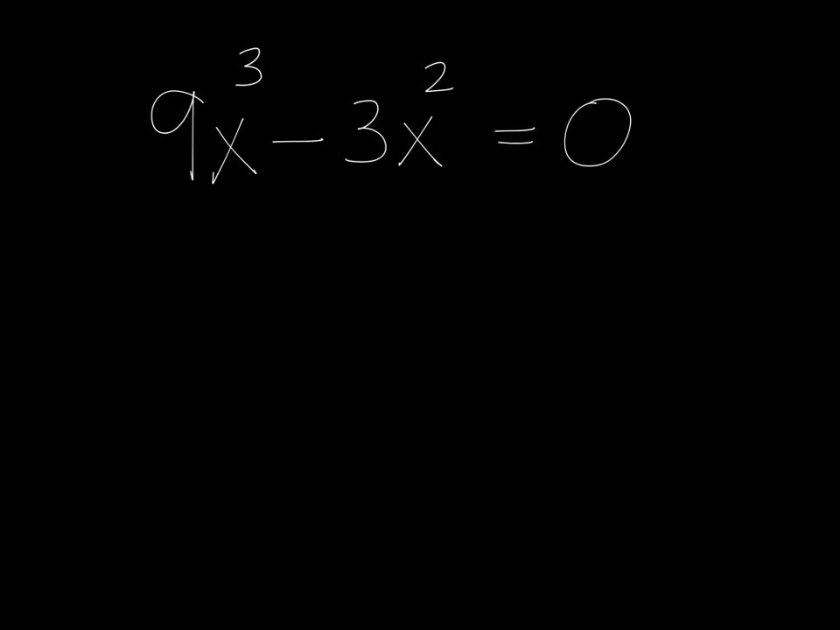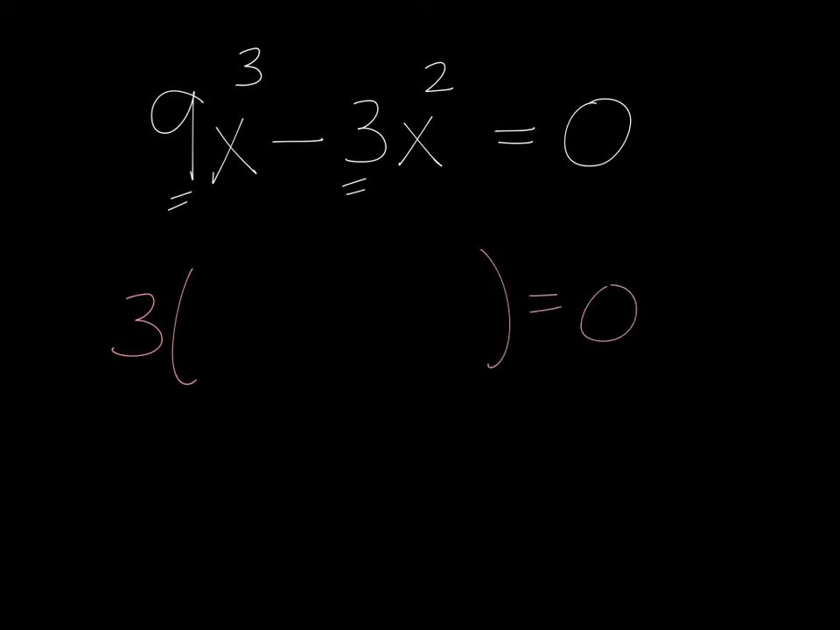All right, here's our last problem. Let's say you have 9x cubed minus 3x squared equals 0. We need to find, do they have a number in common? And the answer is yes. They both have a secret 3 in there. So I am going to pull out a 3.